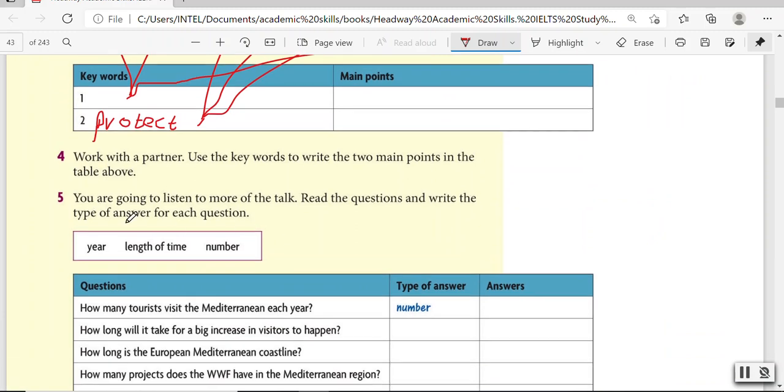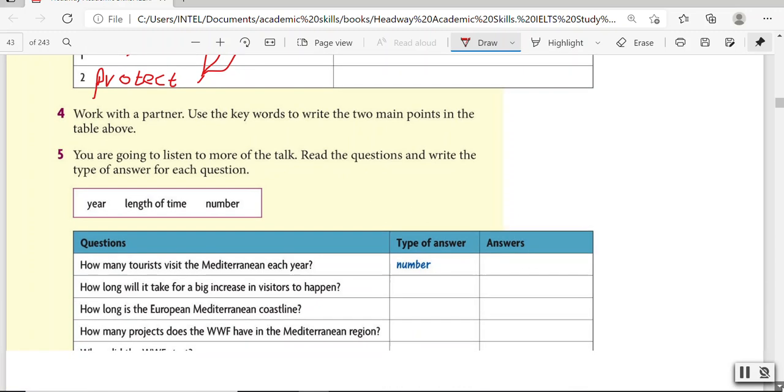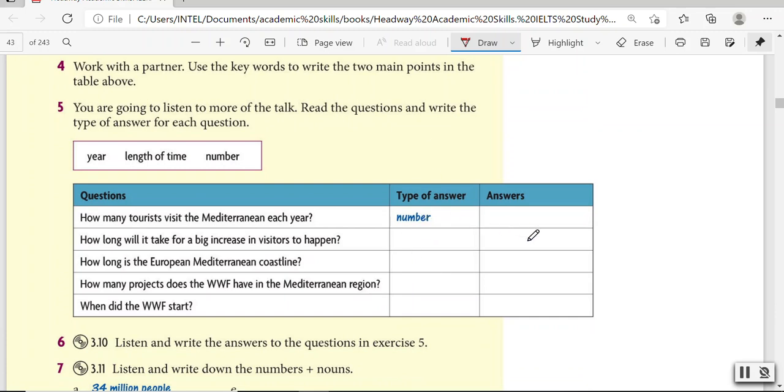In here, okay, you are going to listen to more of the talk. Read the questions and write the type of answer for each question. Okay, for example, write the type of answer for yourself.